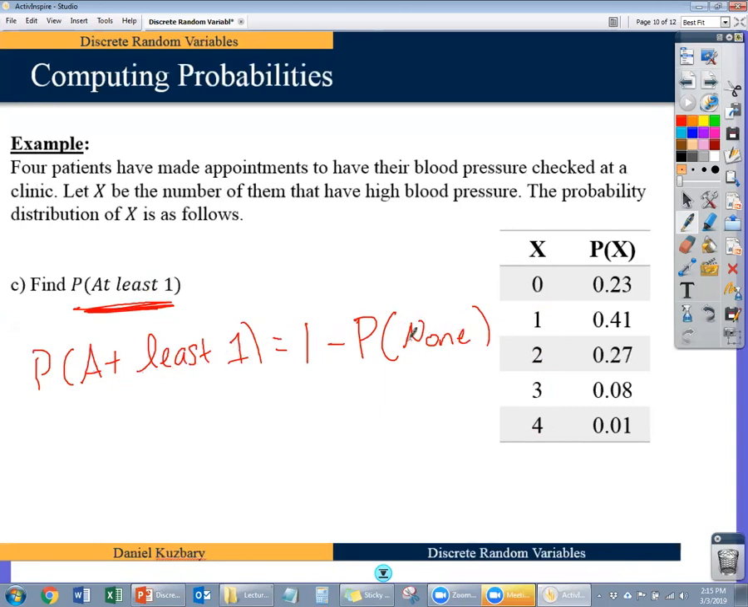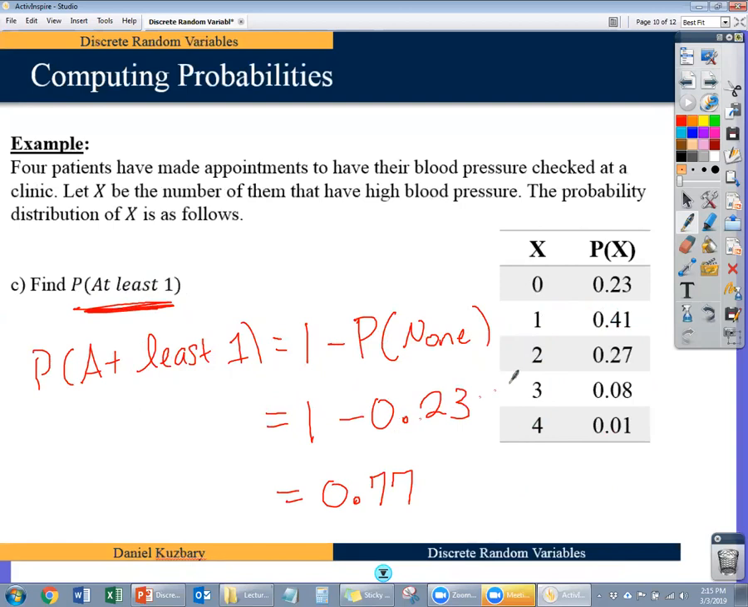This means 0. And usually it's easier to do the 1 minus none trick when you're doing an at least one problem. You could do it the long way and add up all 4 of these, but I'm going to do it the easier way and so do 1 minus 0.23, which is equal to 0.77.